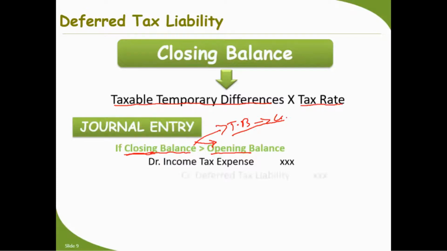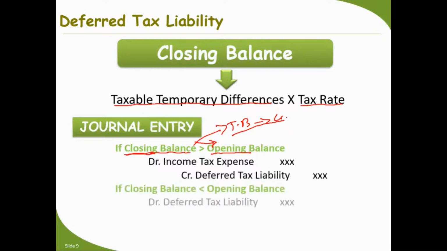So if it is greater than the opening balance, your journal entry would be income tax expense debit, deferred tax liability credit. But if the closing balance is less than the opening balance, there would be a reversal of this entry. Then what is the summary?